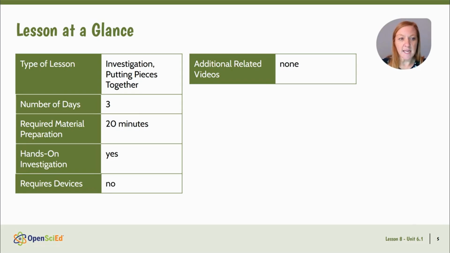This lesson is a 3-day lesson where we will do a little bit of investigation and putting pieces together, and this is also where we will give students an assessment. There is some hands-on, so there's about 20 minutes of materials prep, but no devices and no videos for this particular lesson.